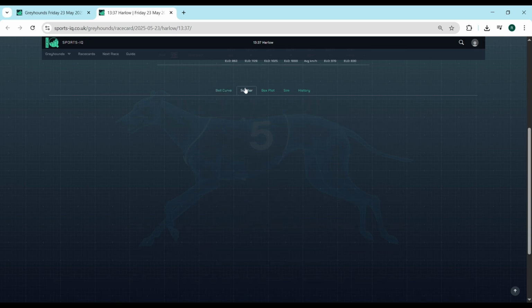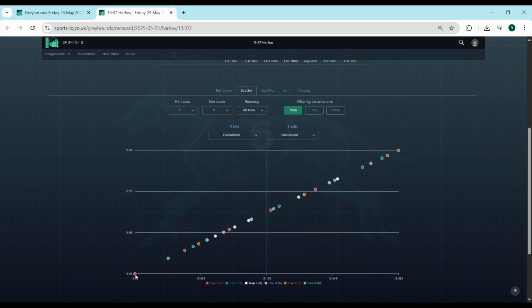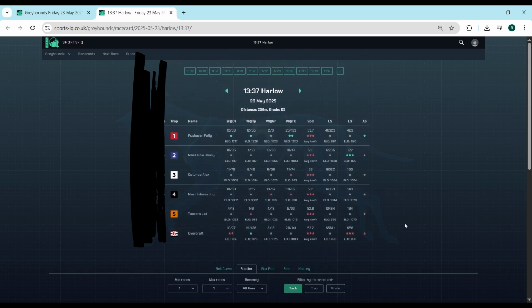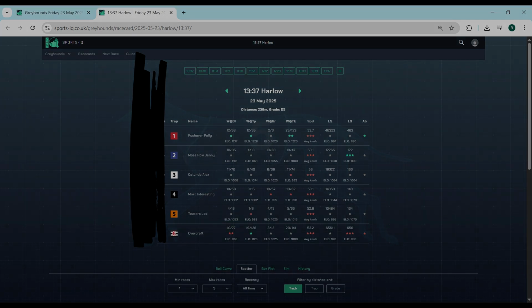Let's go to scatter. We want trap 1 to be the fastest, it is in this bottom left hand corner. That qualifies. Up to yellow, trap 1 to be the fastest, 53.7. Absolutely it's the fastest. So trap 1, Pushover Polly, is our second selection, our Maverick bell curve. Let's have a look to see how that dog did.